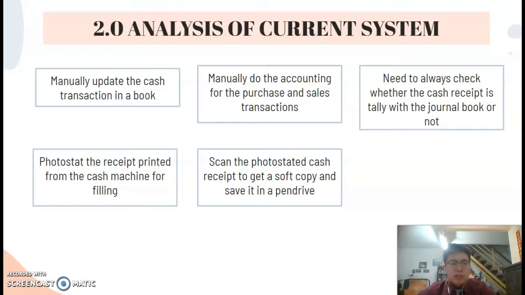They also need to photostat the receipt printed from the cash machine for filing. Other than that, they also need to scan the photostatted cash receipt to get a soft copy and save it in a pen drive.